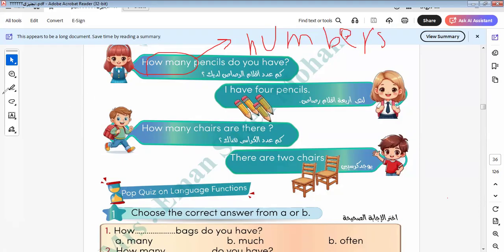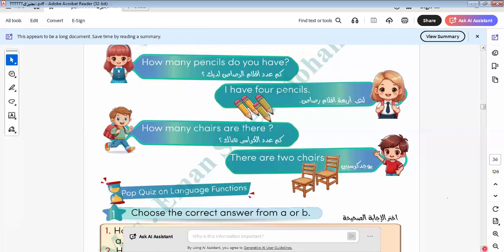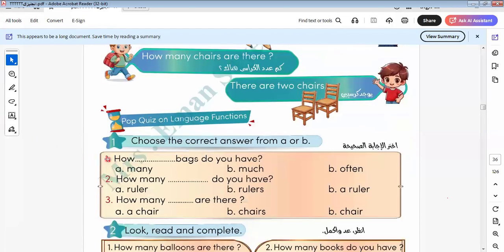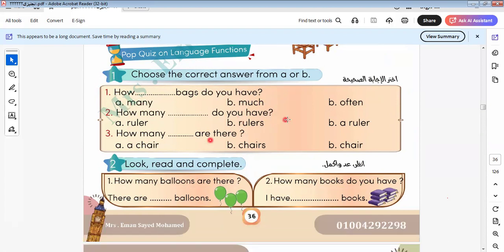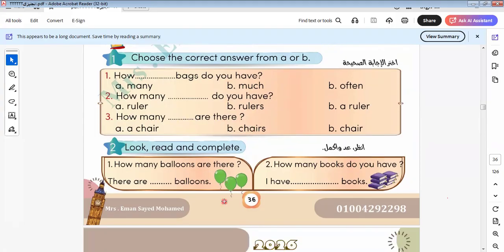Let's continue the rest of the exercise, the rest of the unit. How space bags do you have? So here it will be how many. How space do you have? Here it will be how many rulers do you have? How many space are there? It will be how many chairs are there?